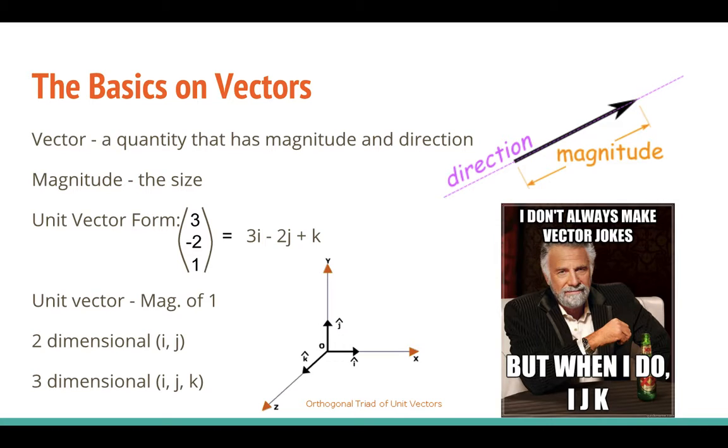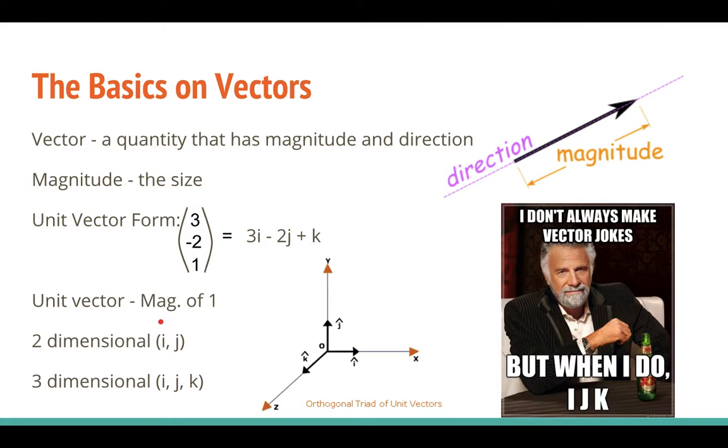Alright, so the basics on vectors. You've got to learn a little bit of vocab before we can dive into problem solving and so on. A vector is a quantity that has magnitude and direction. We can see on this little visual that the direction is which way it's going, and the magnitude is, well, the size of the vector. We can write a vector two different ways: one in column vector form, and the other in unit vector form, using variables here, as you can see.